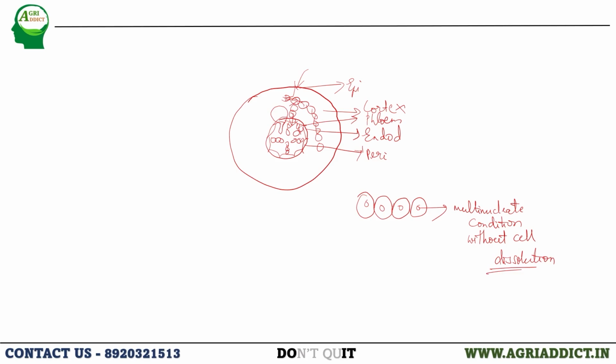Whereas in the case of syncytium, cellular dissolution will take place, which leads to the formation of the feeding site, that is syncytium, in the case of cyst nematode. But in the case of root knot nematode, only karyokinesis takes place, and it leads to the multinucleate condition, and that specific structure is known as giant cells in the case of root knot nematodes.